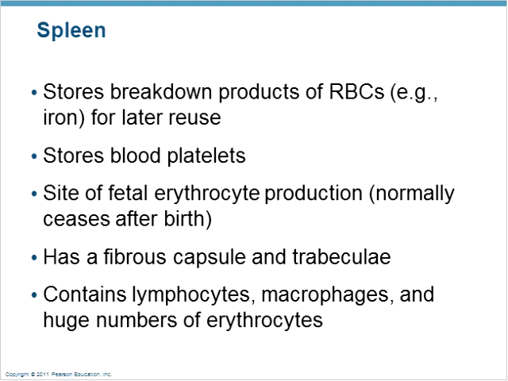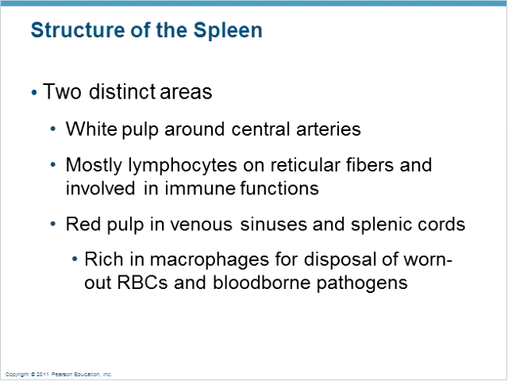The spleen stores breakdown products of the red blood cells for later reuse, and it stores blood platelets. It's a site of fetal erythrocyte production, and it normally ceases after birth to produce red blood cells. It has a fibrous capsule and trabeculae also, and it contains lymphocytes, macrophages, and huge numbers of red blood cells, erythrocytes. Actually, a whole liter in the adults.